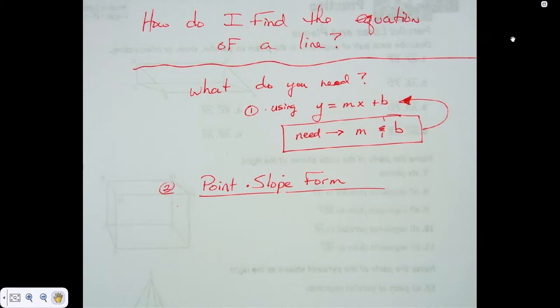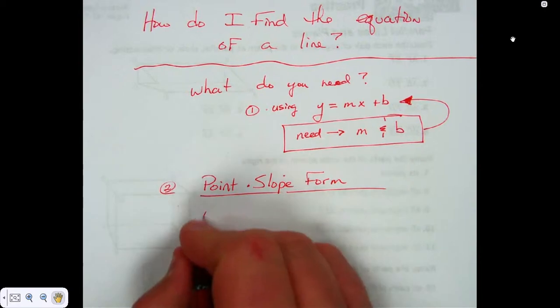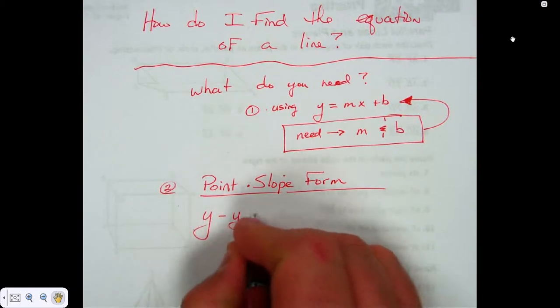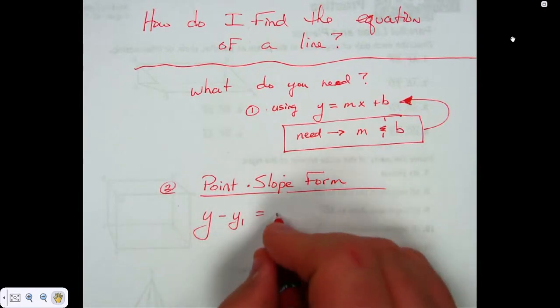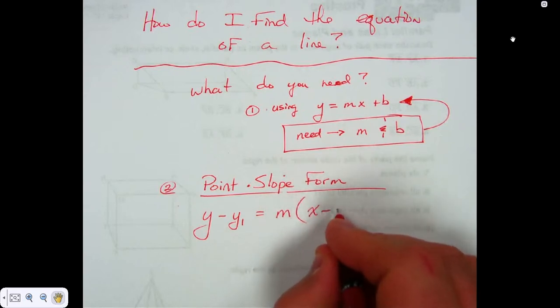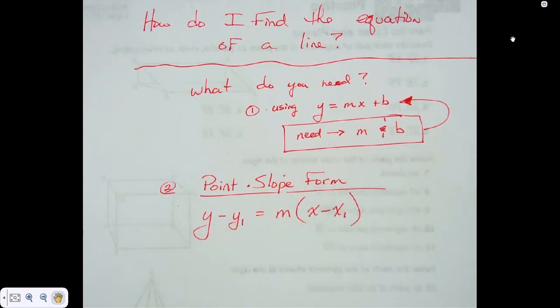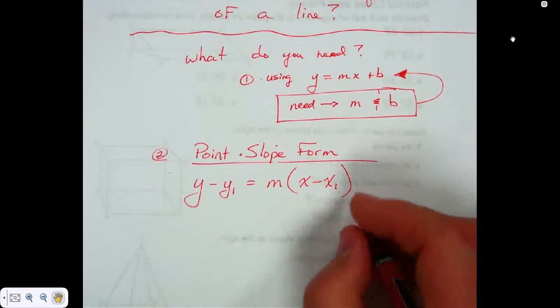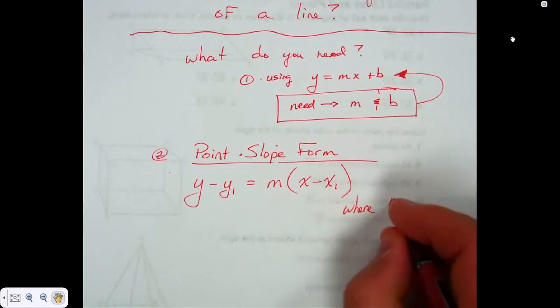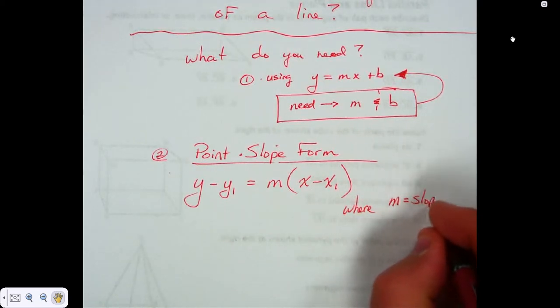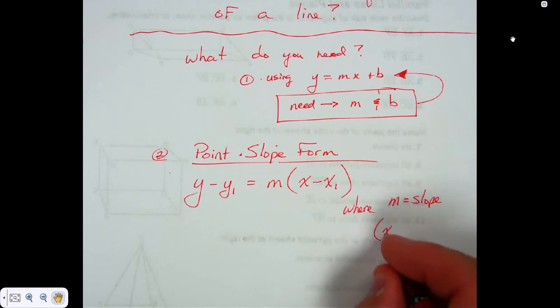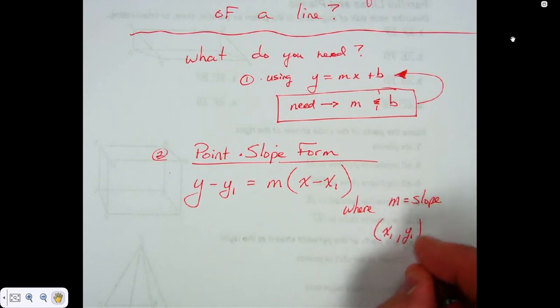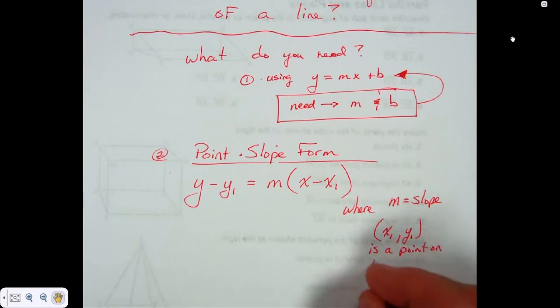Does anybody remember what point-slope form is? y minus y1 equals m times x minus x1. That's a blast from the past. Where m is your what? Slope. And x1, y1 is a point on the what? Line.